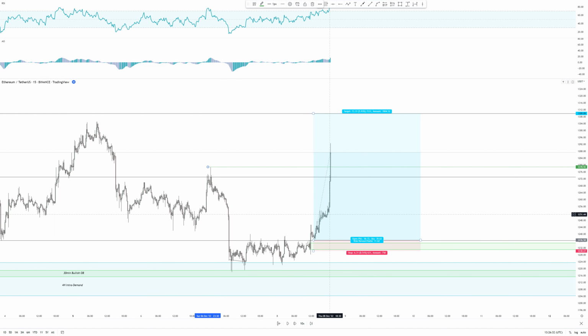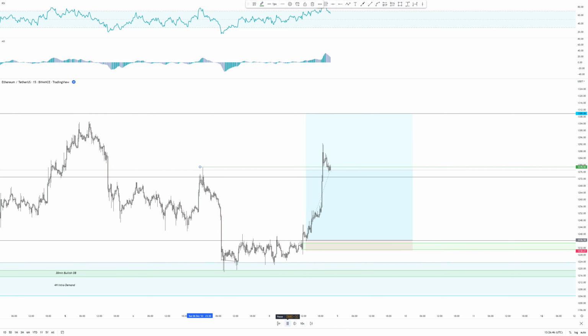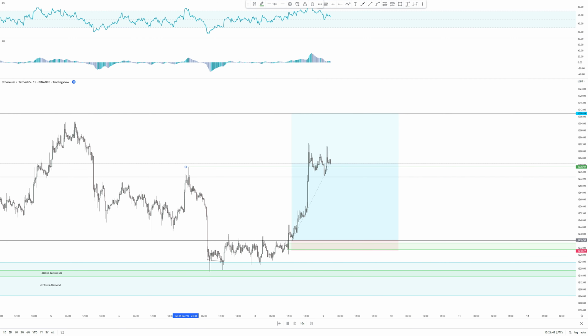But at this point, we've had such a sharp move to the upside that it's irresponsible to not at least partially TP, if not fully TP, okay? So at this point, I didn't take anything off because I'd already partially TP'd here. But I let price action just unfold a little further, okay?